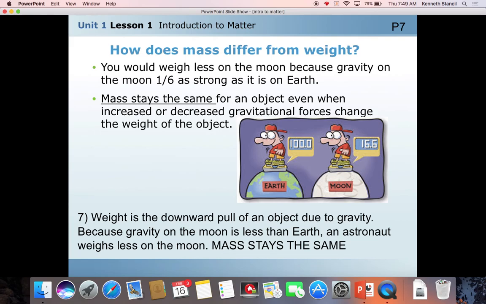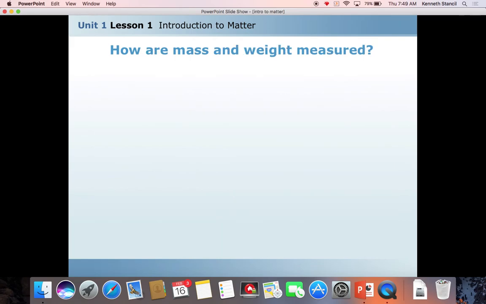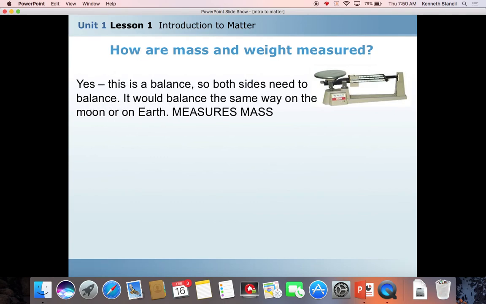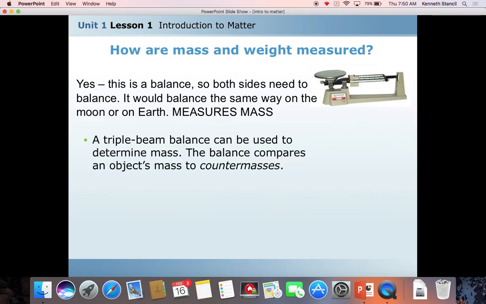How are they measured? We use a balance scale. So both sides need to be balanced. It would balance the same way on the moon or the earth. It measures mass. Triple beam balance scales can be used to determine mass. The balance compares an object's mass to countermasses.